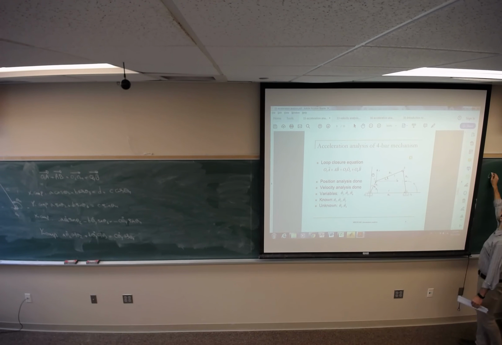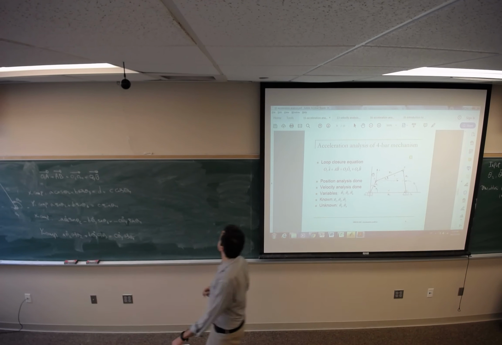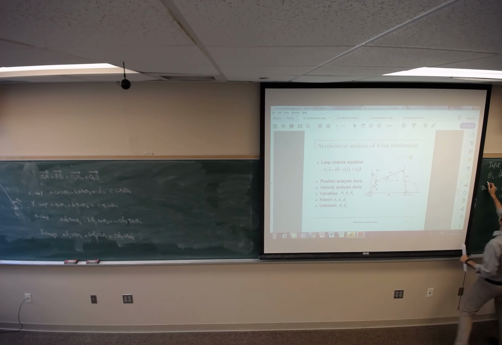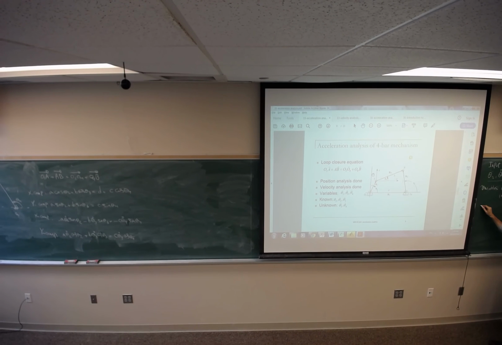Theta 2, theta dot 2, and theta double dot 2 are input. They are given. Angle of theta 2, angular velocity of link 2, and angular acceleration of link 2 are given. The variables in acceleration analysis are theta double dot 3 and theta double dot 4, or alpha 3 and alpha 4, the other notation for angular acceleration. So what will be known? These are the knowns plus other information that we got from displacement and velocity analysis, and we are solving for the unknowns: theta double dot 3 or alpha 3, and theta double dot 4 or alpha 4.